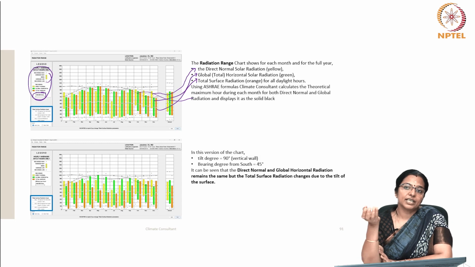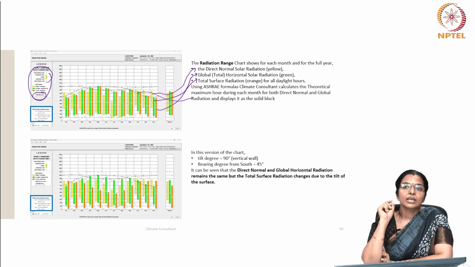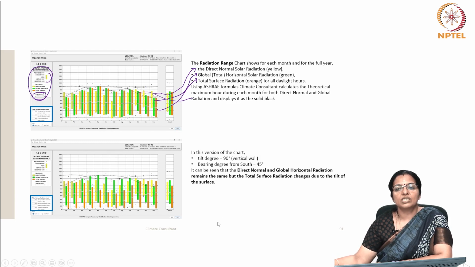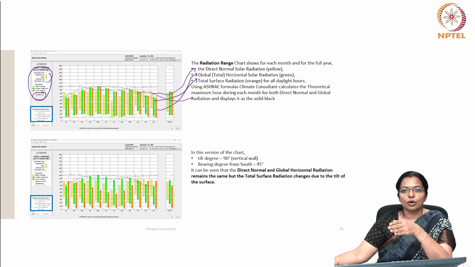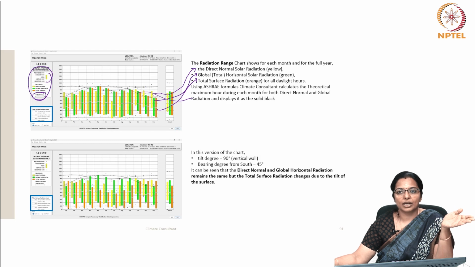So, tilted surface radiation is the hourly radiation on a tilted surface and is defined as the total amount of direct, diffuse and reflected solar radiation received on any surface during the 60 minutes preceding the hour indicated. Tilt is measured from the horizontal, so flat is 0 degrees and vertical is 90 degrees. Bearing is measured from due south. South is 0, counterclockwise is positive, so west is plus 90 and east is minus 90. The default ground reflectance is 20% for grass.